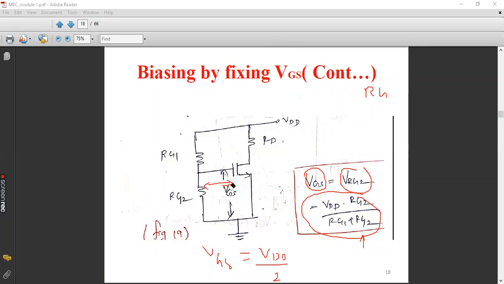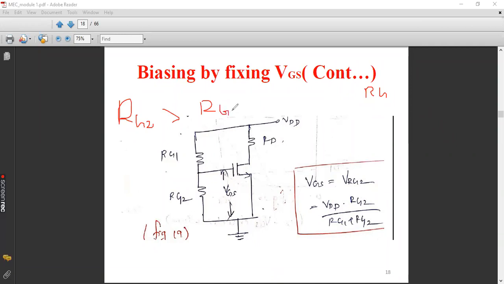Suppose I'm using a 12 volt supply voltage as VDD, then 6 volt will be across RG1 and the remaining 6 volt will be dropped across RG2. So likewise, we can choose the appropriate values of RG1 and RG2 and we can fix the value of VGS. Okay. So the question is, if RG2 is greater than RG1, which voltage will be higher?